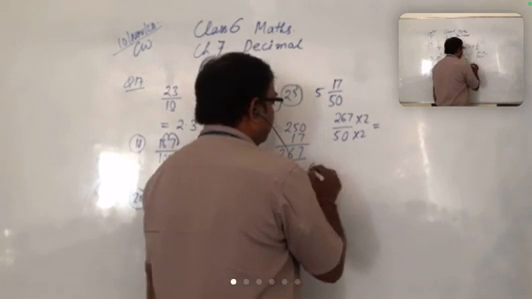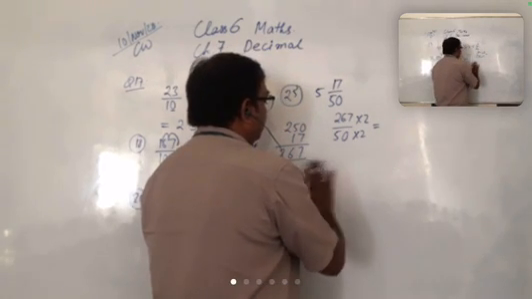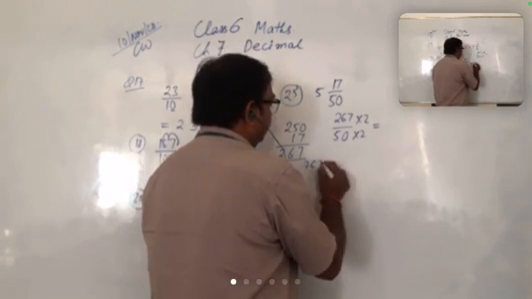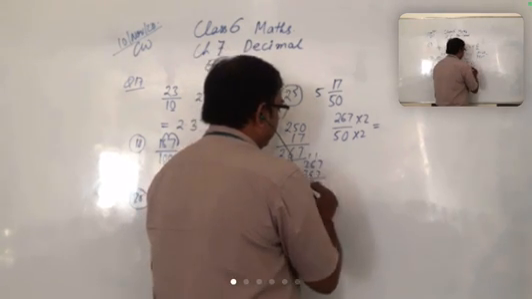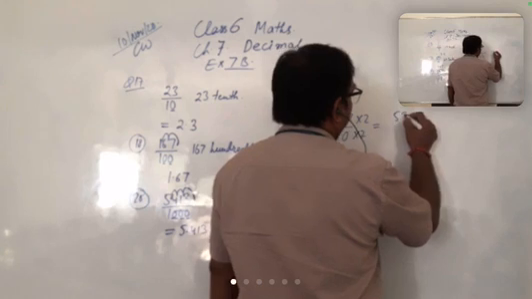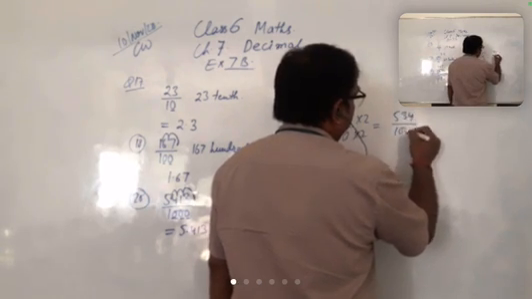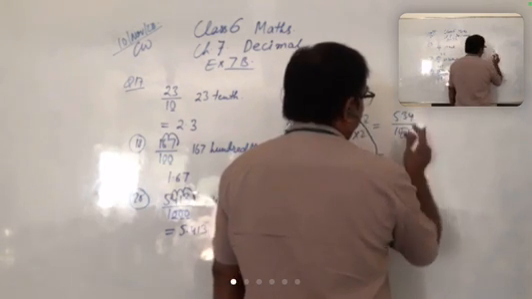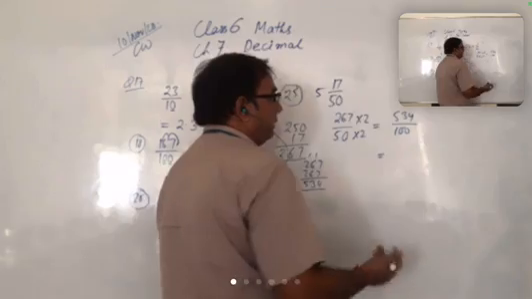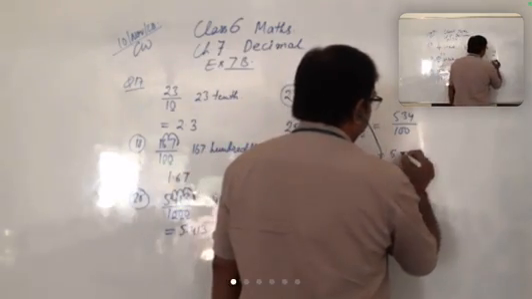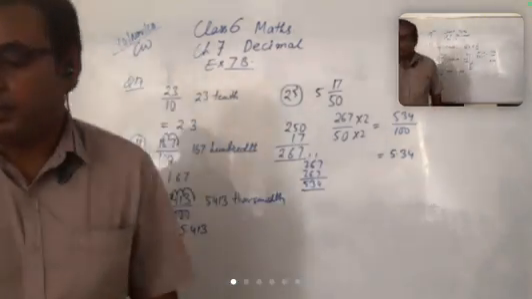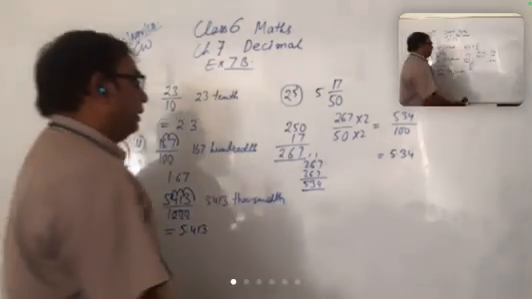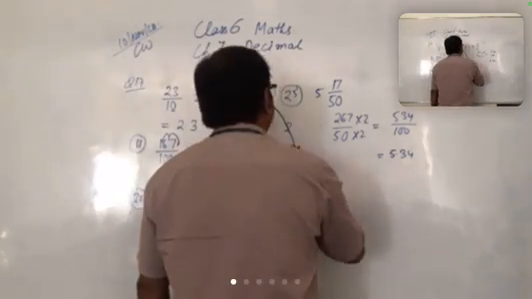So 267 times 2 is 534 upon 100. Now it will be 534 hundredth. So we can put 5.34. Is there any confusion in question number 25?